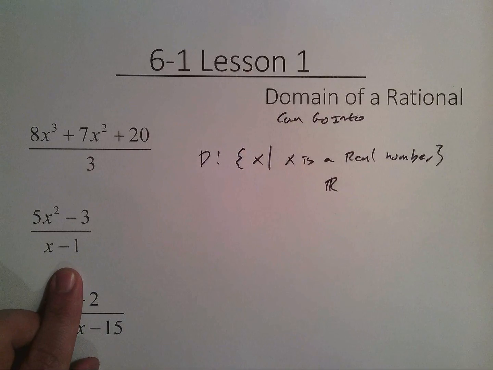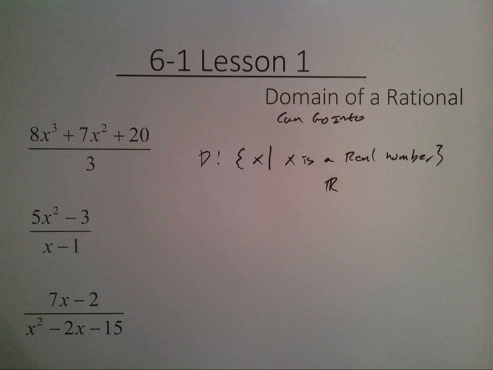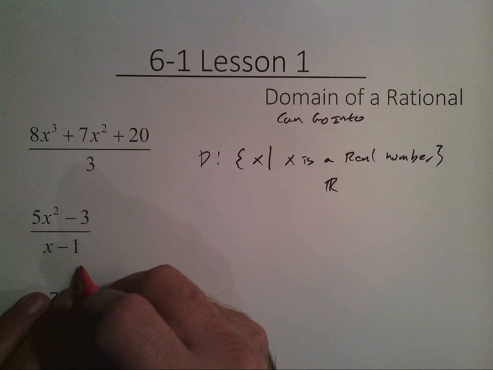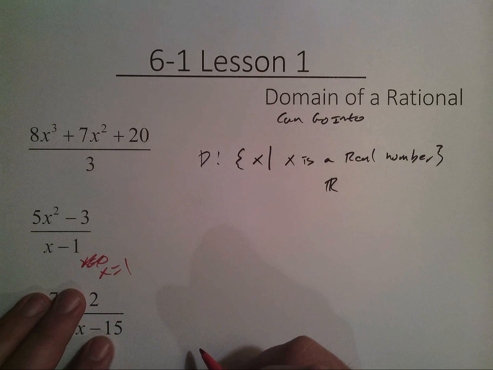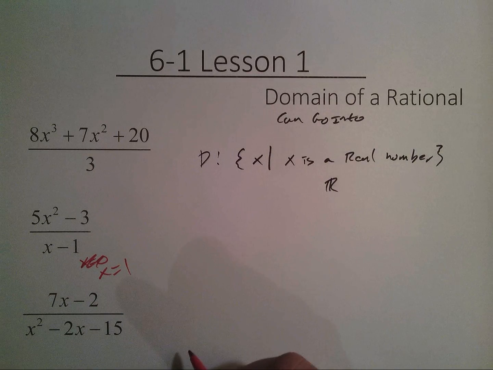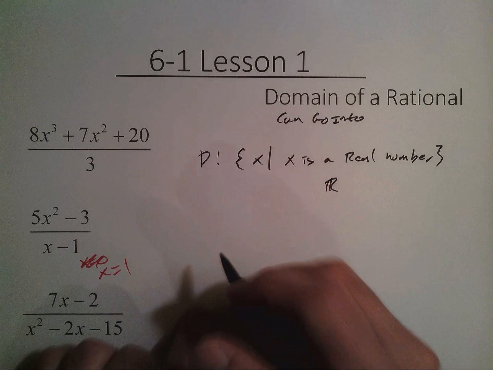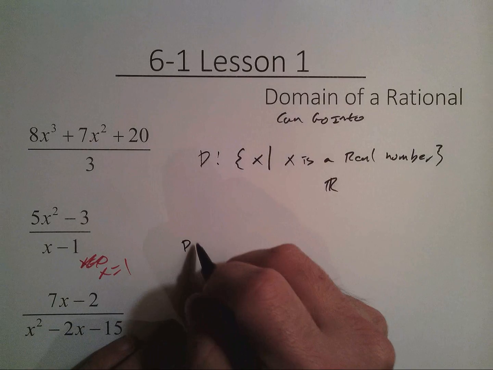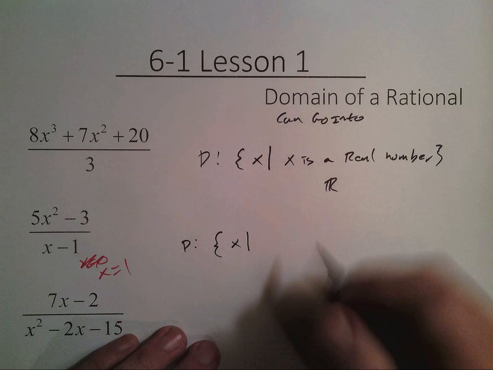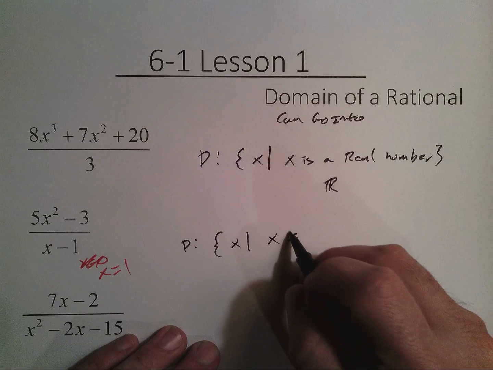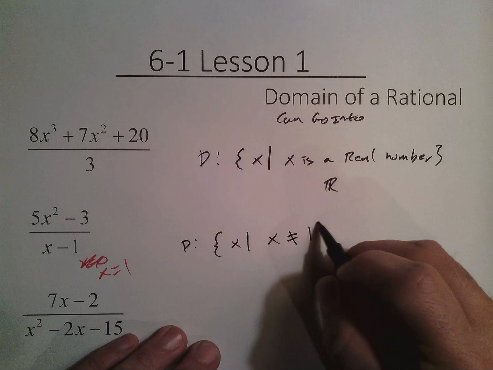Now on the second one, we already noticed that the bottom, if we plug in x equals 1, it blows up. The bottom becomes 0. So we need to make sure that our domain does not include it. So how would we say that? Well, we just say that literally. So the domain is a set of x's such that x does not equal 1.